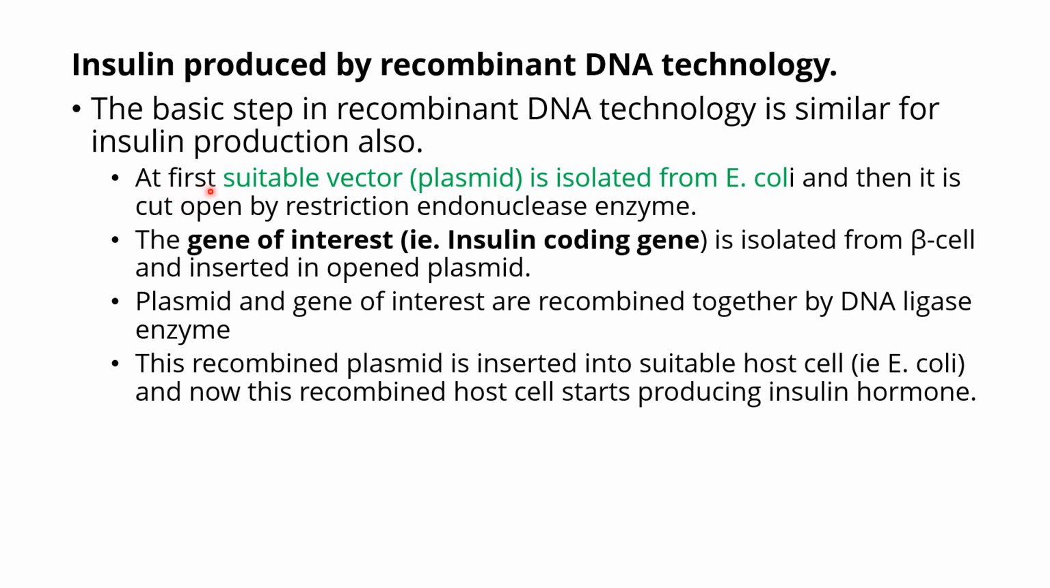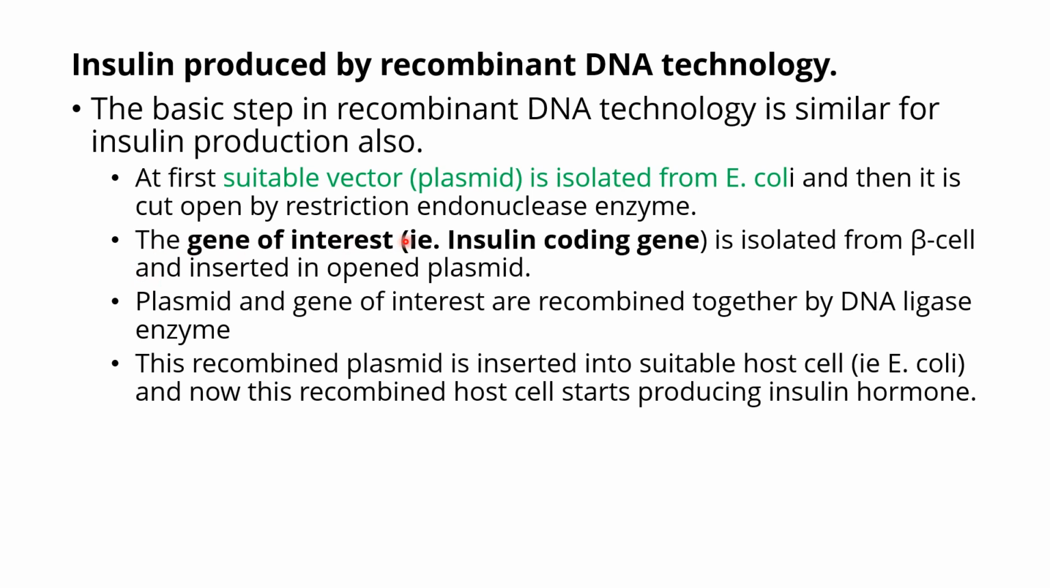So initially, a suitable vector, which is a plasmid, is isolated from E. coli, and then it is cut open by restriction endonuclease enzyme. First of all, we need to acquire a suitable vector. A vector is a carrier, which is the plasmid. The plasmid is first isolated from E. coli, and then cut open using restriction endonuclease enzymes.